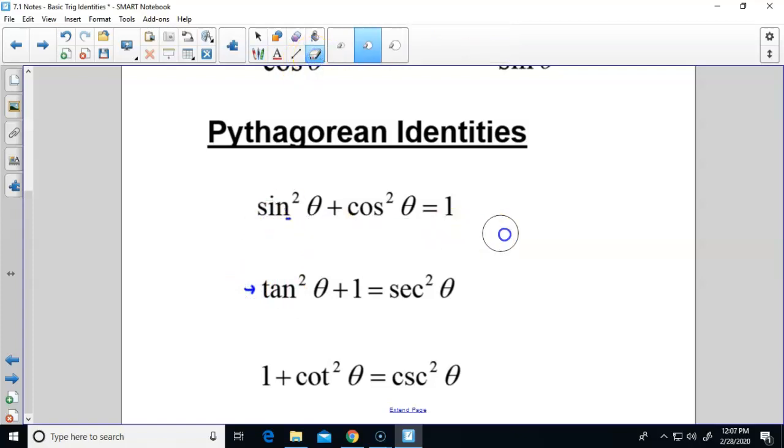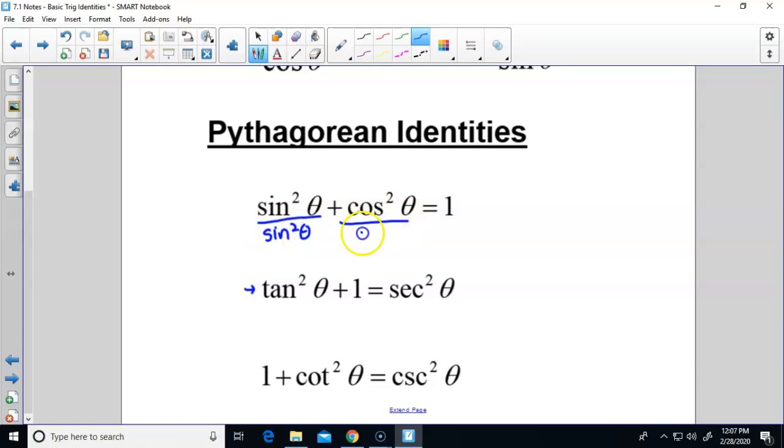The same thing is going to be true for the third Pythagorean identity if we divide by sine. So if we divide the whole equation by sine squared theta, then sine squared theta divided by sine squared theta is 1. Cosine squared theta divided by sine squared theta is cotangent squared theta. And 1 over sine squared theta is cosecant squared theta. So that gives us this third Pythagorean identity. That may help you remember those last two.